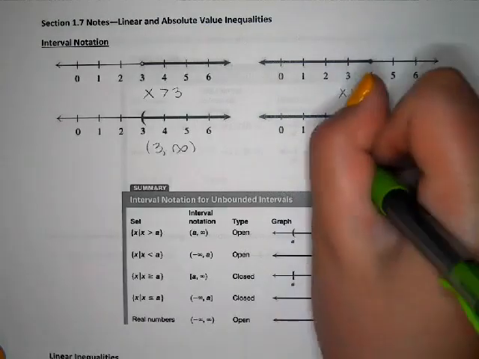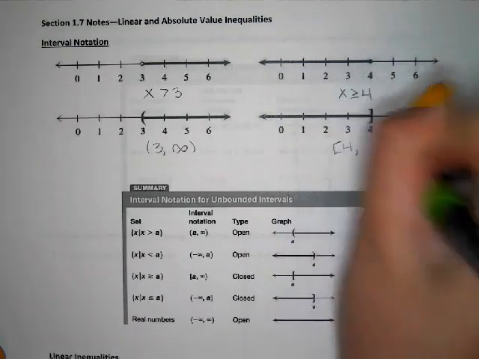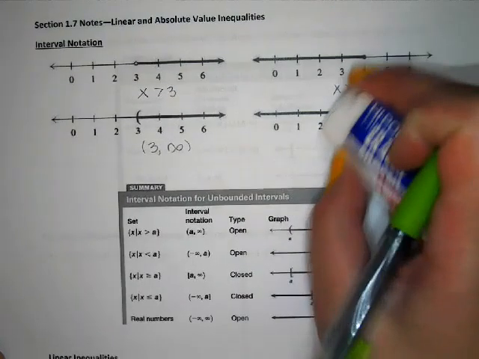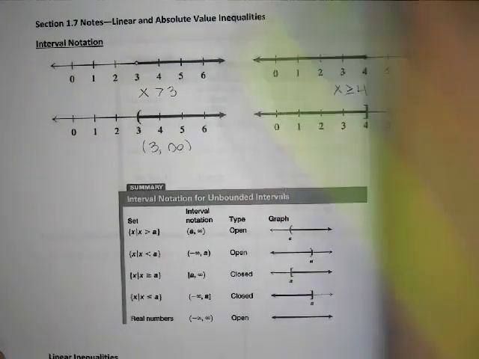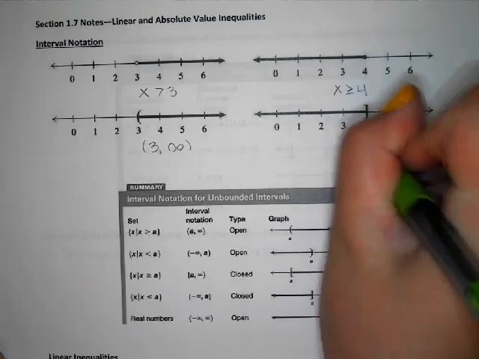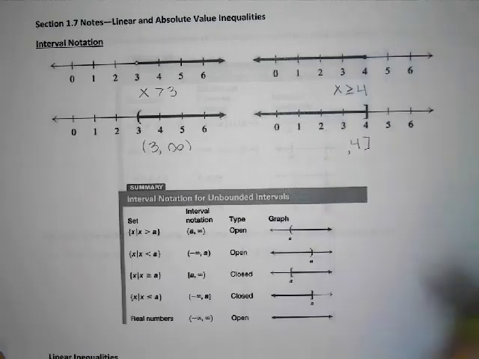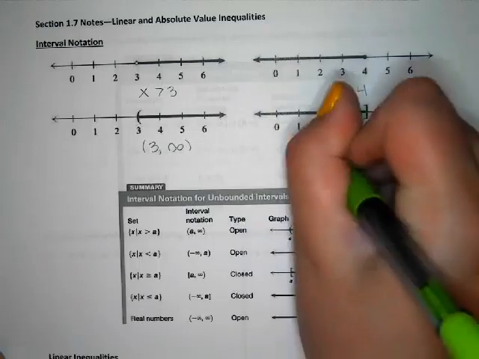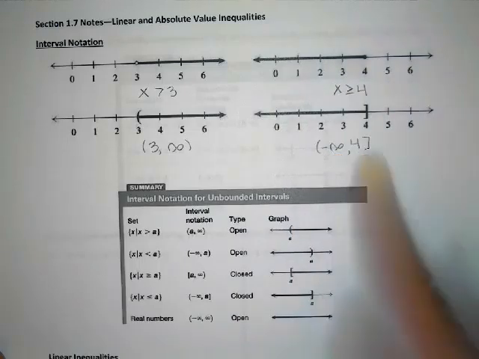And in interval notation, we would say starting with 4, not starting with 4. All the numbers less than 4 means that we're ending with 4. And then everything less than that would be a left arrow or negative infinity. So from negative infinity up to 4.